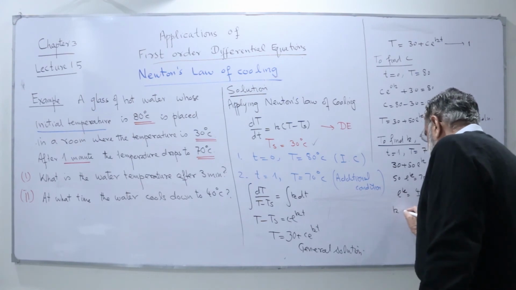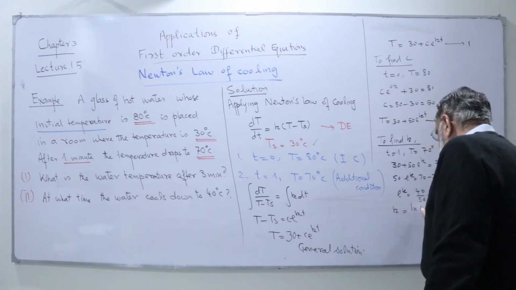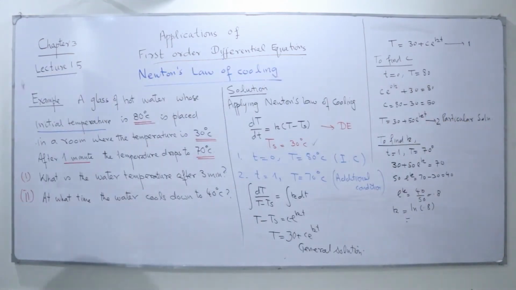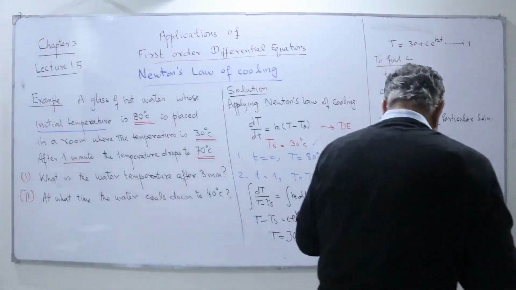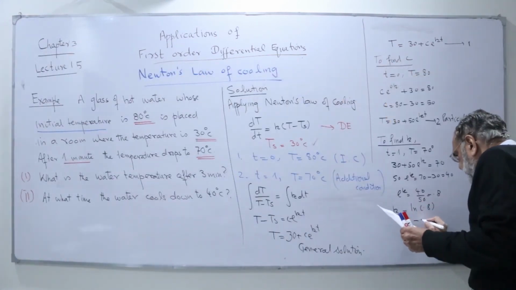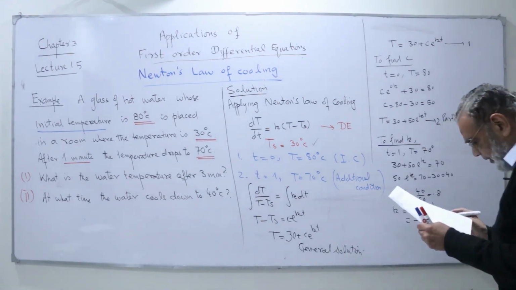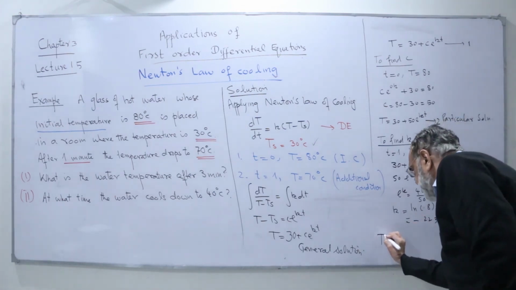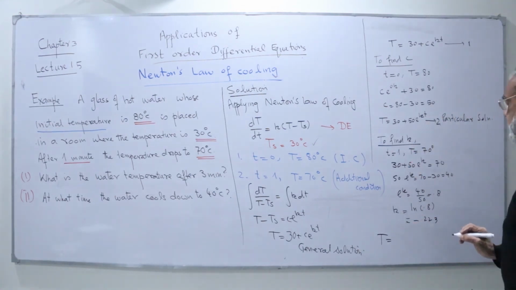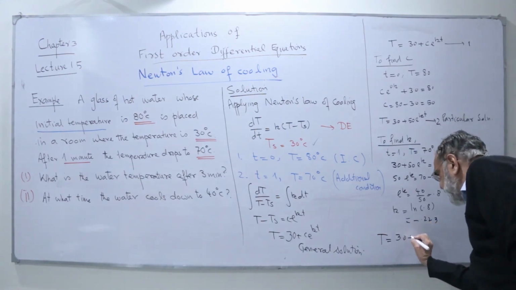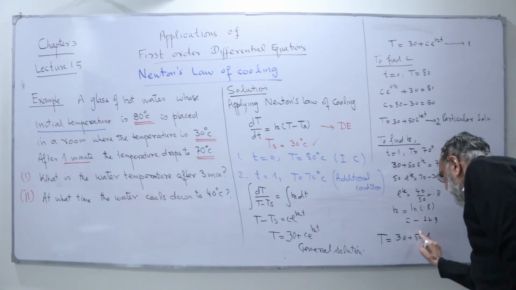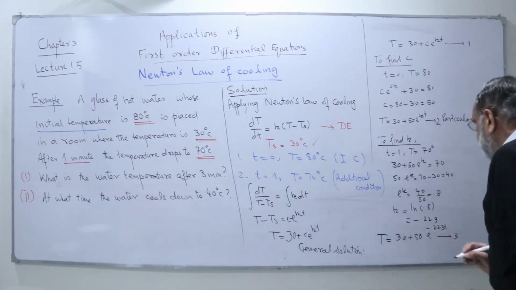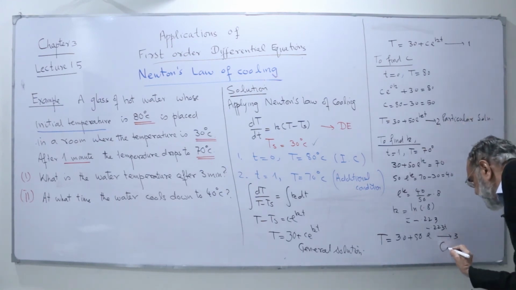My k is equal to, I take ln of both sides, ln of 0.8, and when I make the calculations, I get the value of minus 0.223. That's the value of ln of 0.8. So I get my solution: T is equal to 30 plus 50 e to power minus 0.223 t. This is my number 3. This was my particular solution, and this is my complete solution.